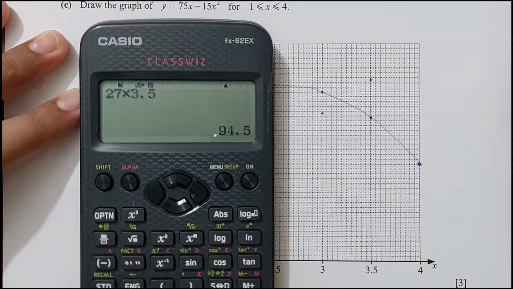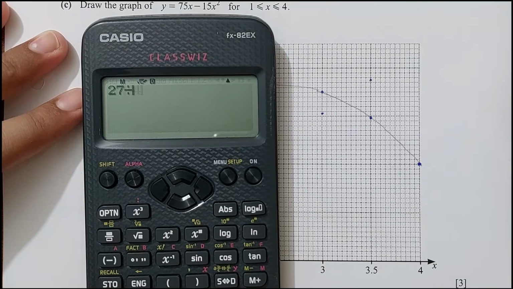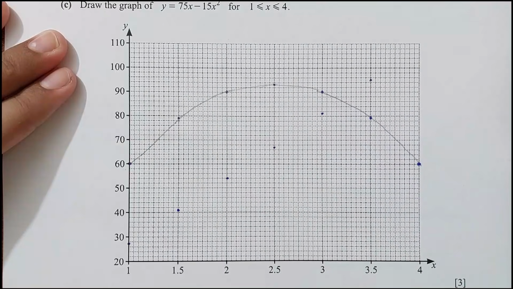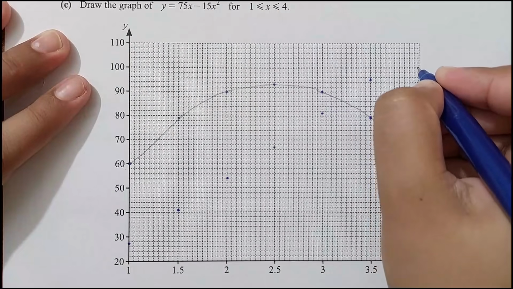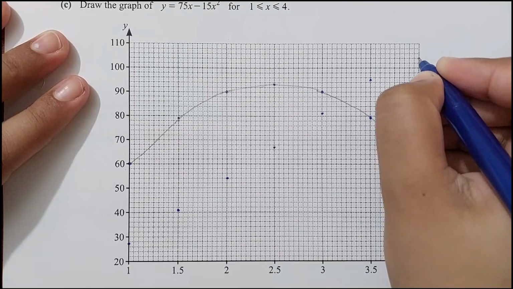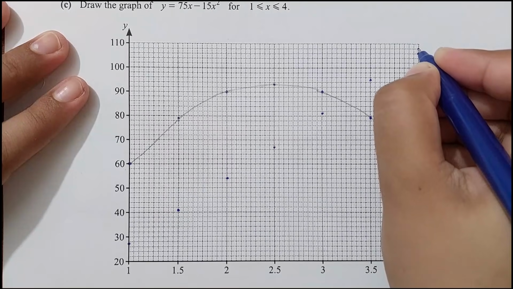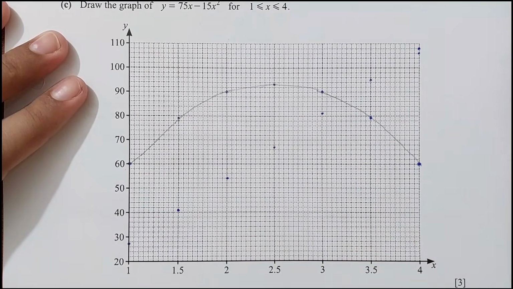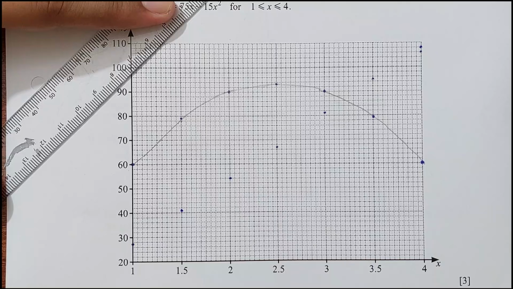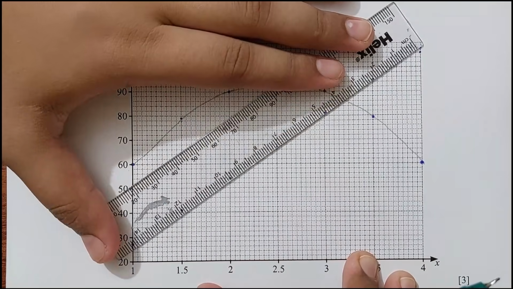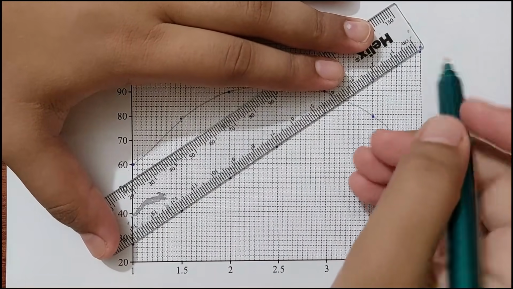And the last is 4. 27 times 4 is 108. 27 times 4 is 100, 102, 106, 108. 108 is this line, sorry. Okay, now let me draw the straight line by connecting all the points.